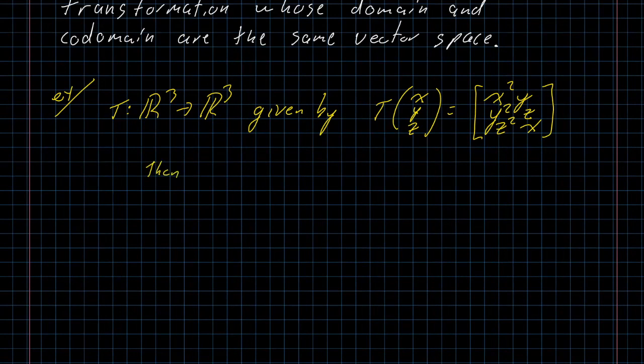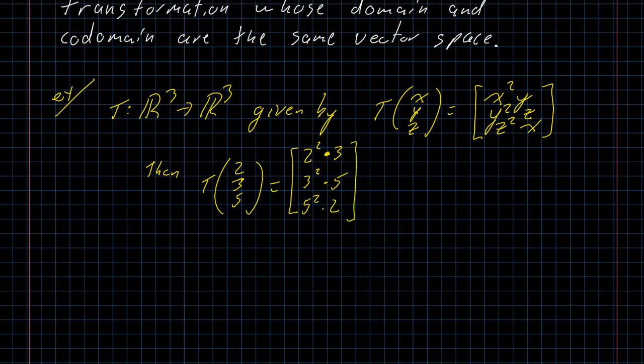Then if I want to evaluate the transformation on, say, 2, 3, 5, I can calculate that. X is 2 squared times y, which is 3. Then we'll have 3 squared times 5, and 5 squared times 2. Right? 2 squared is 4, 4 times 3 is 12. 3 squared is 9, 9 times 5 is 45. 5 squared is 25, 25 times 2 is 50.